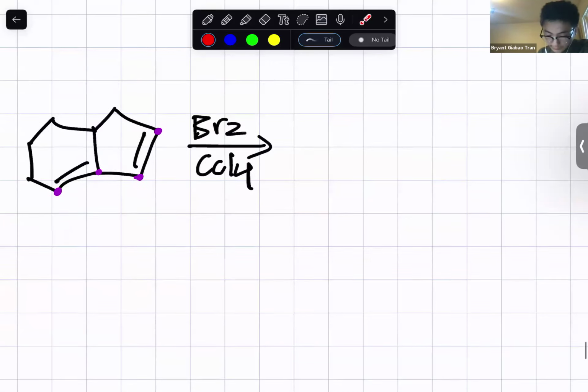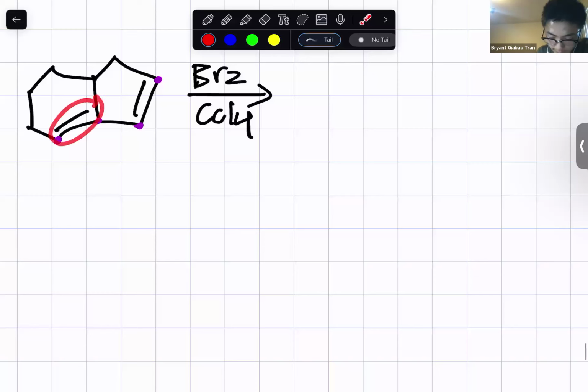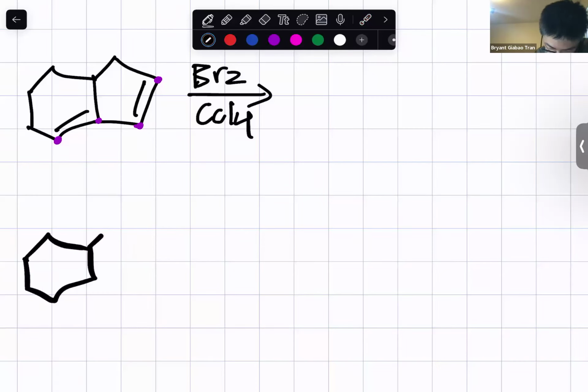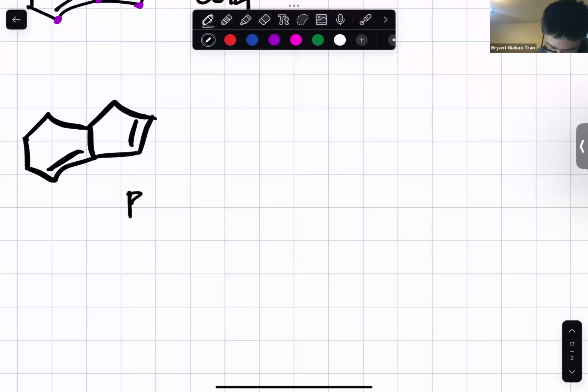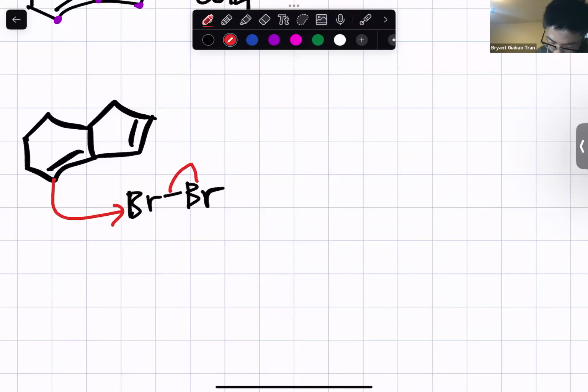Okay. Let's focus on one at a time. Let's focus on this one first. Right. Where the first step of the mechanism is that that carbon attacks the bromine, kicks out the other bromine, and then this bromine here being attacked attacks the other carbon at the same time. And this forms our bromonium ion here.